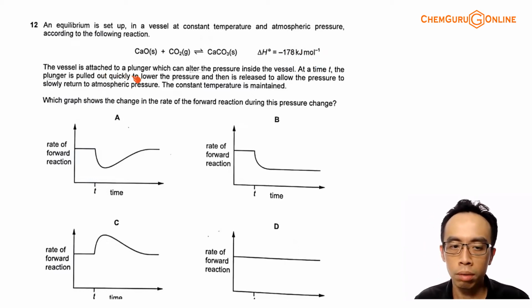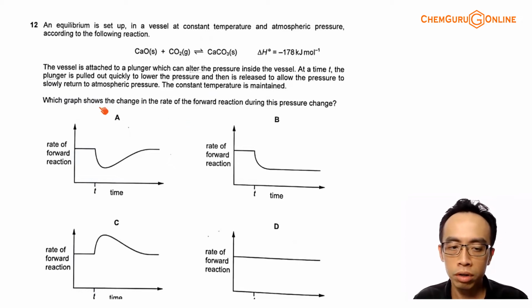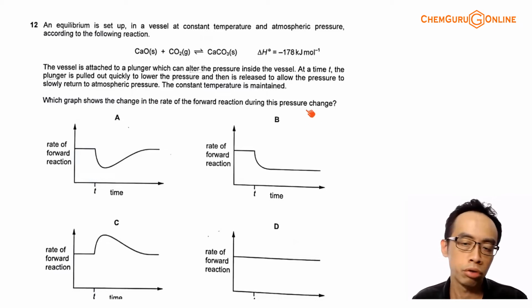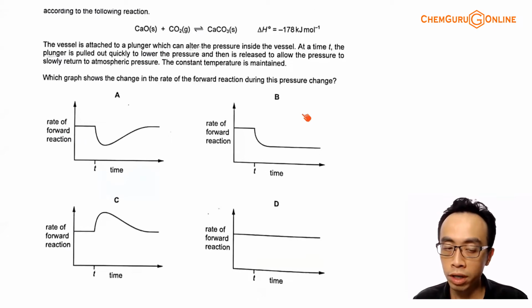The vessel is attached to a plunger which can alter the pressure inside the vessel. At a certain time t, the plunger is pulled out quickly to lower the pressure and then is released to allow the pressure to slowly return to atmospheric pressure, so back to the original atmospheric pressure. Constant temperature is maintained throughout this process. The question is asking which graph shows the change in the rate of the forward reaction during this pressure change. We have four options, A, B, C, D, and let us just briefly talk about it.